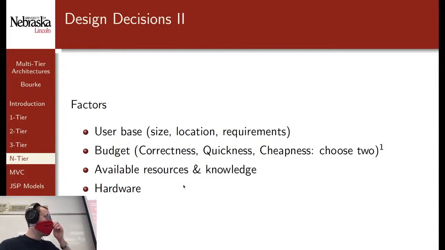If you're cavalier about it, I suppose you could choose none and do it incorrect, take forever, and it's very expensive. And that's the bread and butter of government contractors right there, right? And also the available resources and knowledge and hardware, right?